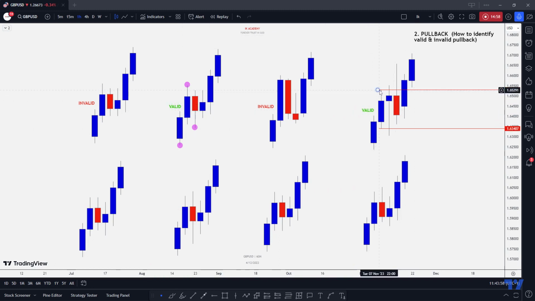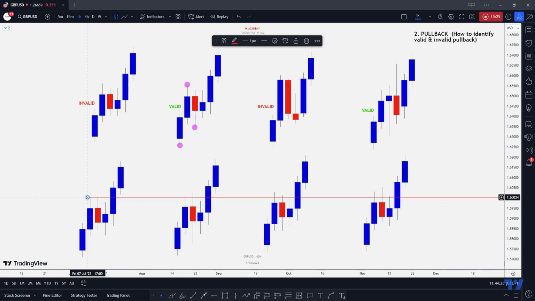Now I tried as much as possible to draw different scenarios that you guys will experience in price. Now we can see in this particular one here, number five example, that there are going to be scenarios whereby price will print an equal high. Now we can see in this scenario that price printed an equal high.